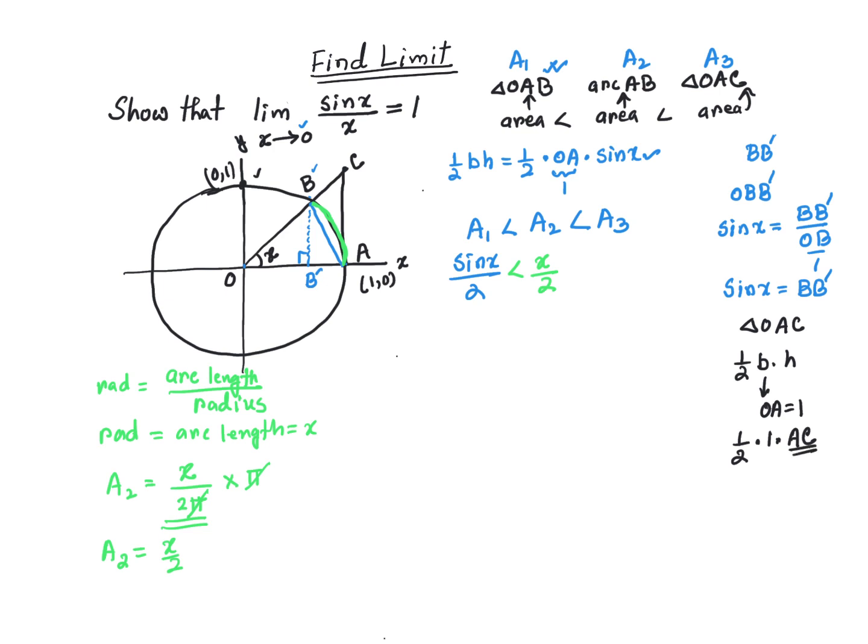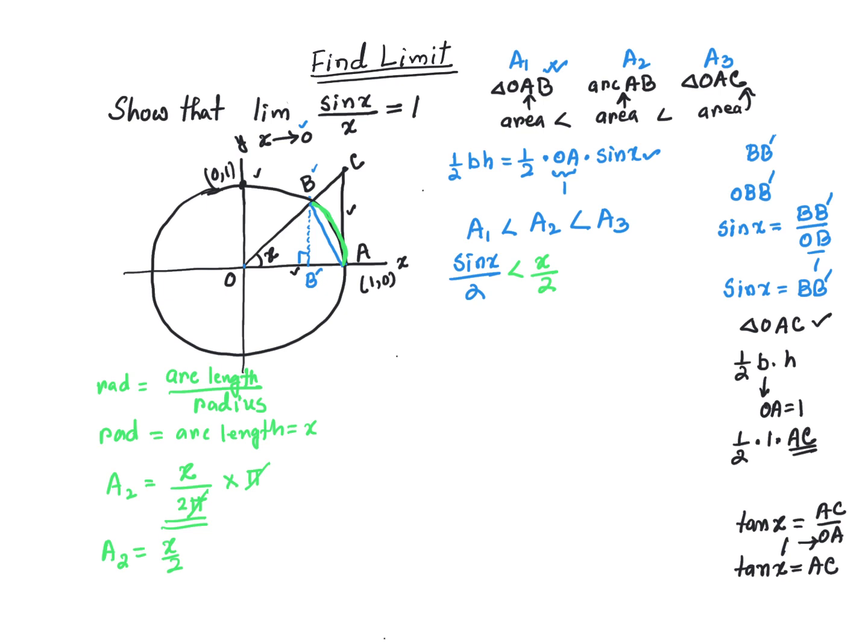Now look, if you look at the bigger triangle OAC, tangent of theta, or tangent of x rather, is equal to opposite over adjacent. So opposite is AC and adjacent is OA. As you can see, this is the opposite and this is the adjacent. So that gives you tangent of x is equal to just AC. Why AC? Because OA is equal to 1, right?